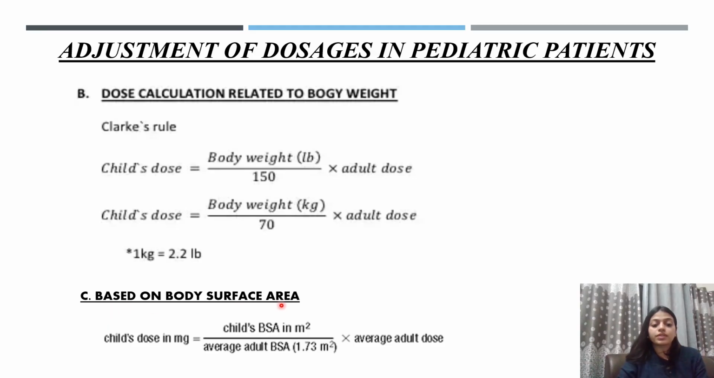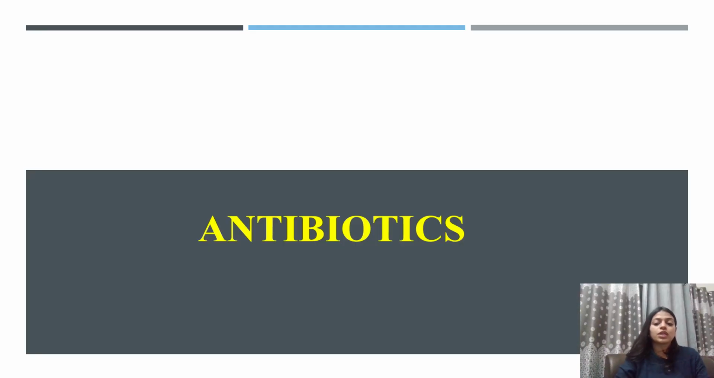Based on body surface area, the child's dose in milligram is equal to the child's body surface area in meter square divided by the average adult body surface area, which usually is around 1.73 meter square, multiplied by average adult dose. Okay. So now let's see the commonly used drugs in dentistry and their dosages.